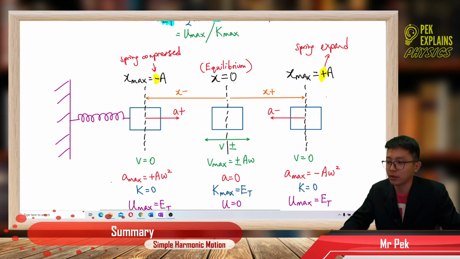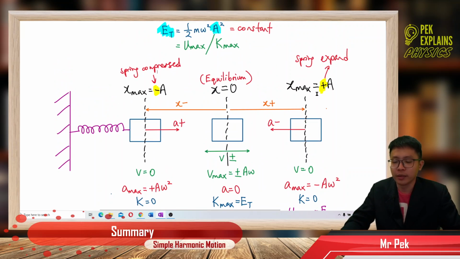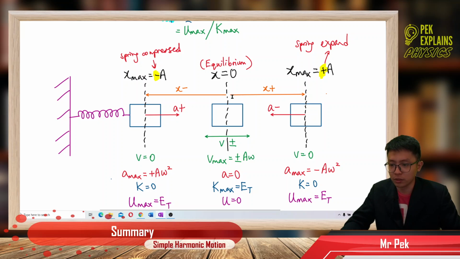Okay, this is how we see the positive and negative. Positive displacement means the spring expands. Negative displacement means the spring is compressed. So here it goes, expand the spring, displacement is positive. But you compress the spring, displacement is negative. Good.